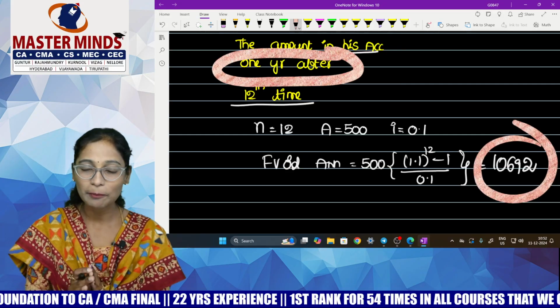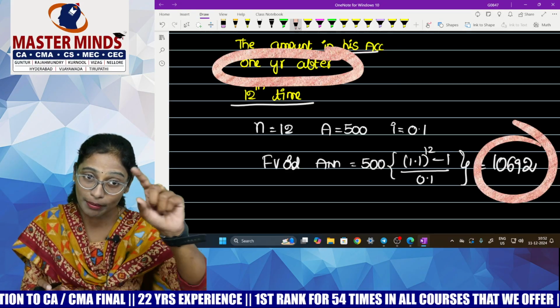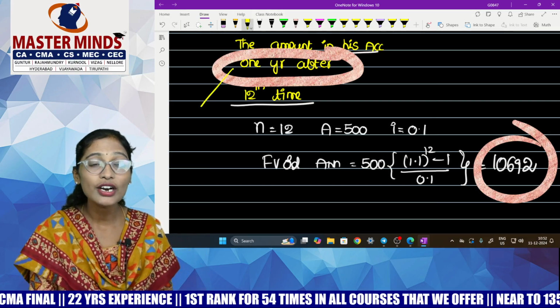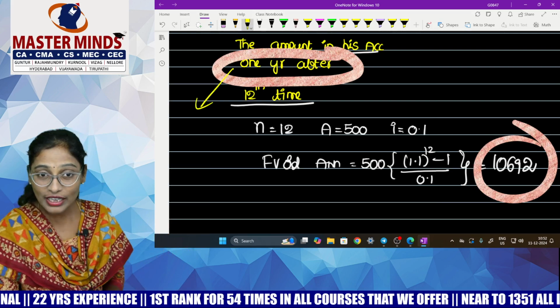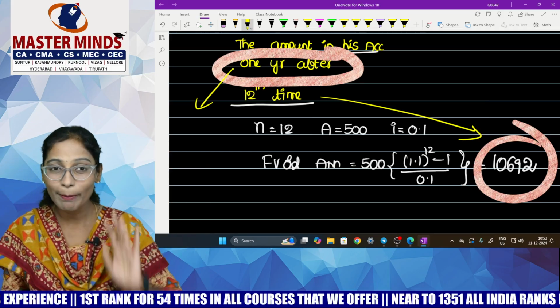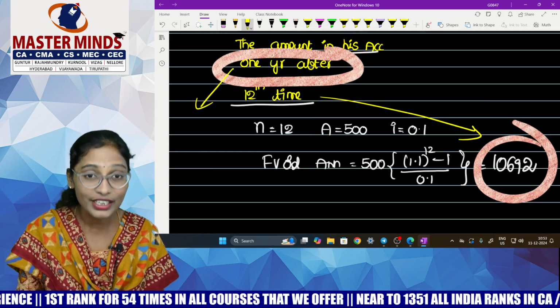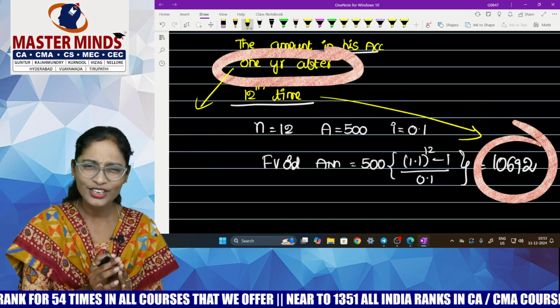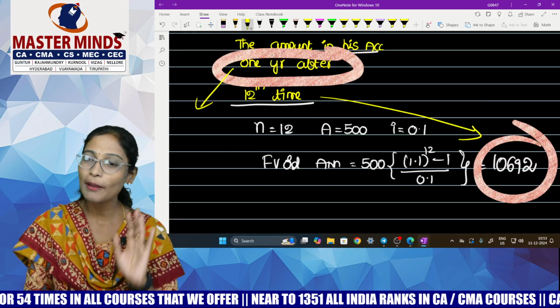10,692 rupees ఉన్నాయి. That money remained in the account for how many years? 1 more year. ఈ డబ్బులు, whatever 10,692 is there, that left in the bank for 1 more year. It's not an annuity. He kept the money in the bank. The bank will keep it free of cost? No. Bank will ultimately pay you interest.